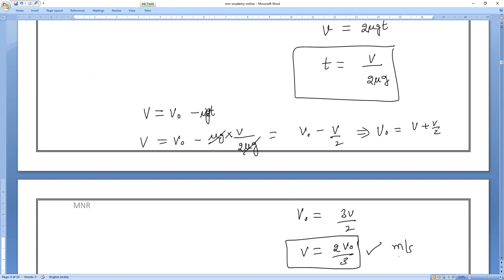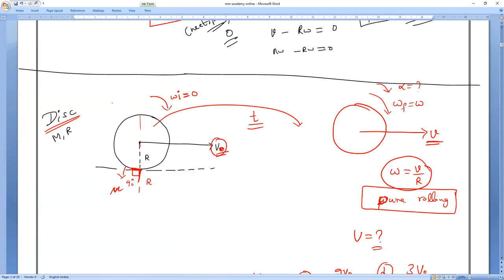This is the velocity of the body when it attains pure rolling motion. It indicates that omega is equal to V center of mass divided by R. So once again, I'll explain. They are asking about a body having an initial velocity V naught moving on a friction surface. The initial angular velocity is zero. After a certain time period t, which we don't know, the body attains the velocity V. By that time the angular velocity becomes V by R, meaning it attains pure rolling. So we are asked to calculate the final velocity.